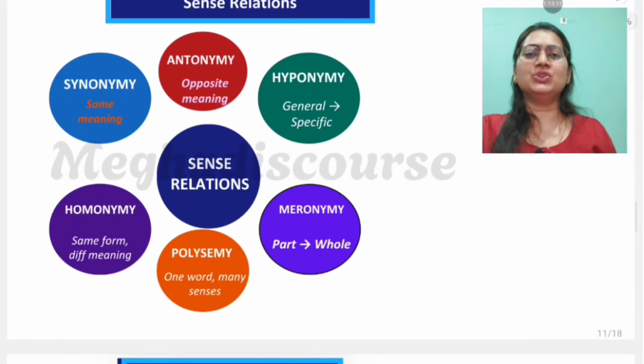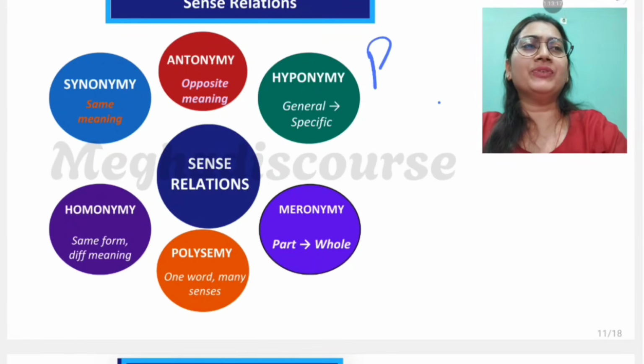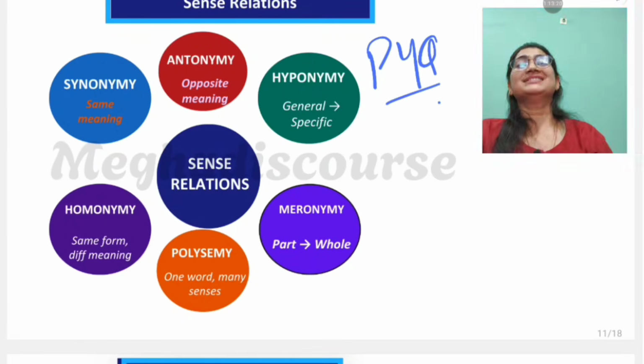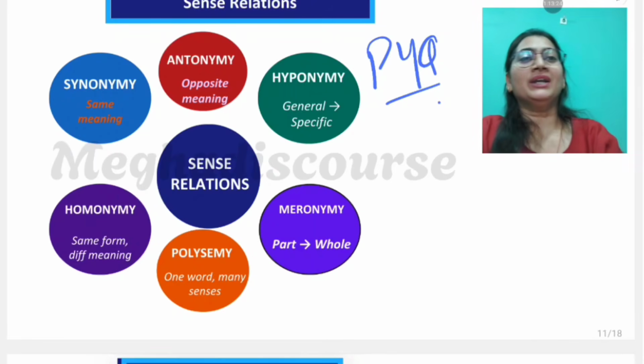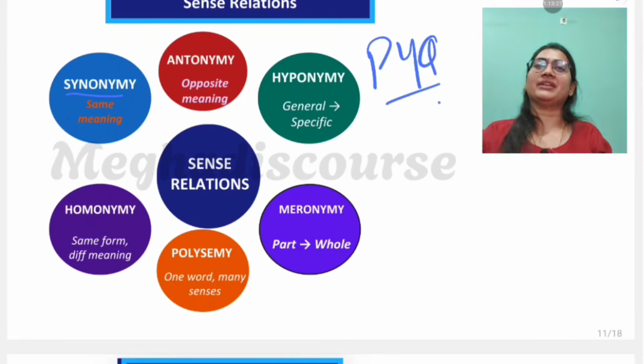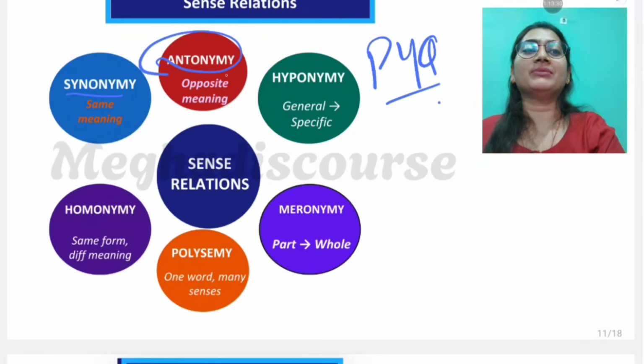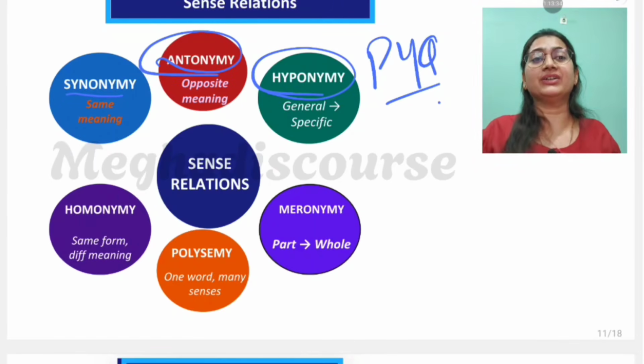Now sense relations. This is the simplest one, and all of these are your PYQ. You will find them in your paper. Sense relations describe how words relate to each other in meaning. Like synonymy, that is same meaning. Antonymy, opposite meaning. Hyponymy, general to specific. I will explain it later.